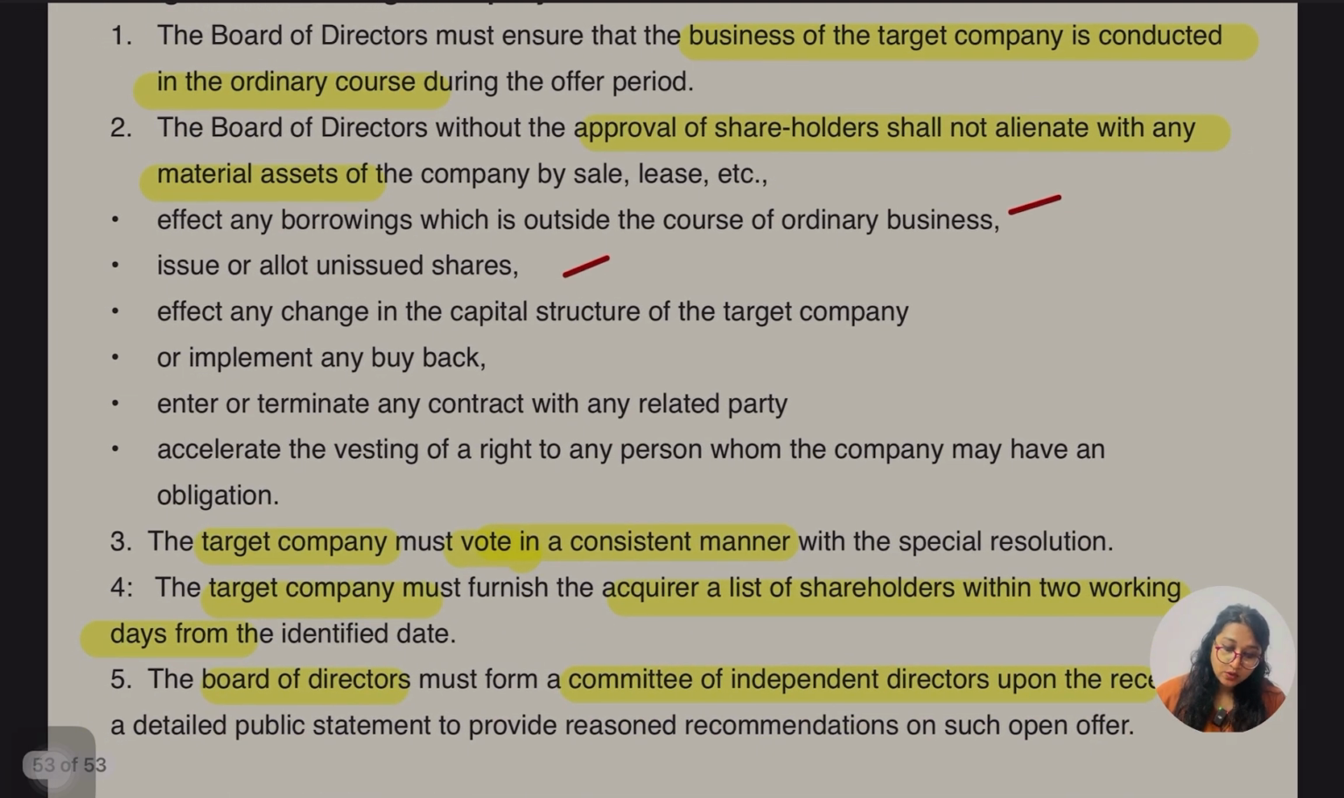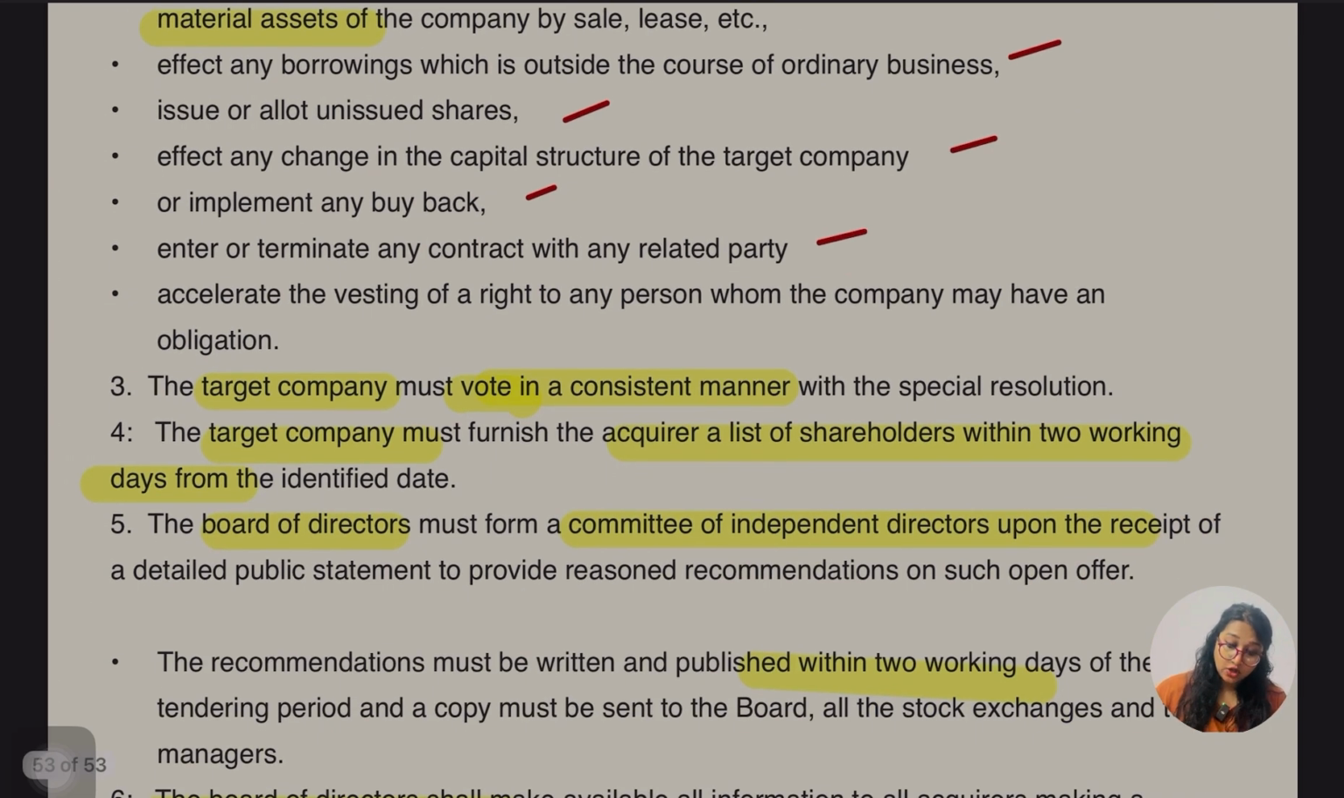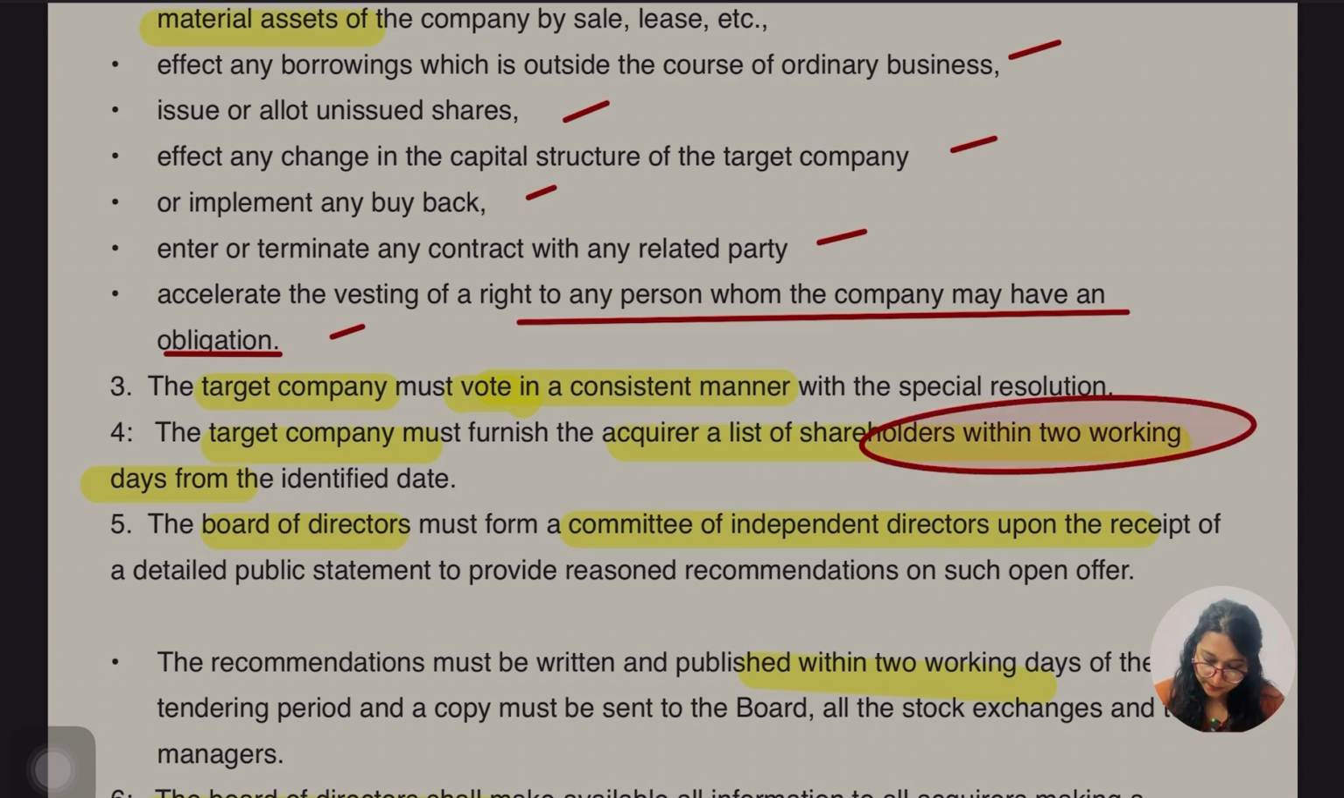Yes, and they cannot make any change in the capital structure of the target company, or implement any buyback of shares. They cannot enter into or terminate any contract with related parties. They cannot accelerate the vesting of rights of any person to whom the company may have an obligation. The target company must vote in a manner consistent with the special resolution. The target company must furnish the acquirer a list of shareholders within how many days? Within 2 days from the identified date.